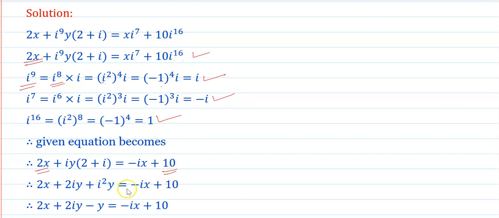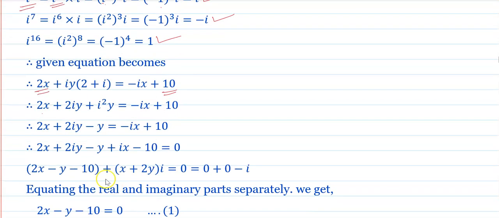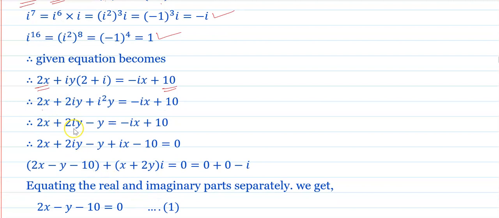Substitute the values here. Therefore 2x plus iy into in bracket 2 plus i is equals to minus ix plus 10. 2x is as it is. iy multiplied by 2, then you will get 2iy. iy multiplied by i, you will get i square into y. Minus ix plus 10. Next, 2x plus 2iy. i square means what? Minus y. Minus ix plus 10. 2x plus 2iy minus y.